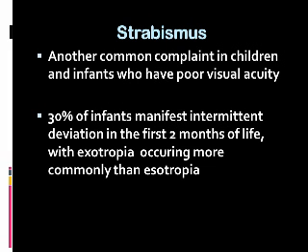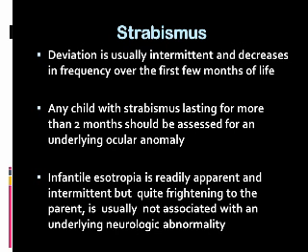Another common complaint in children and infants who have poor visual acuity is strabismus. 30% of these infants manifest intermittent deviation in the first 2 months of life, with exotropia occurring more commonly than diplopia or esotropia. Deviation is usually intermittent and decreases in frequency over the first few months of life. Now, any child with strabismus lasting for more than 2 months should be assessed for an underlying ocular anomaly.